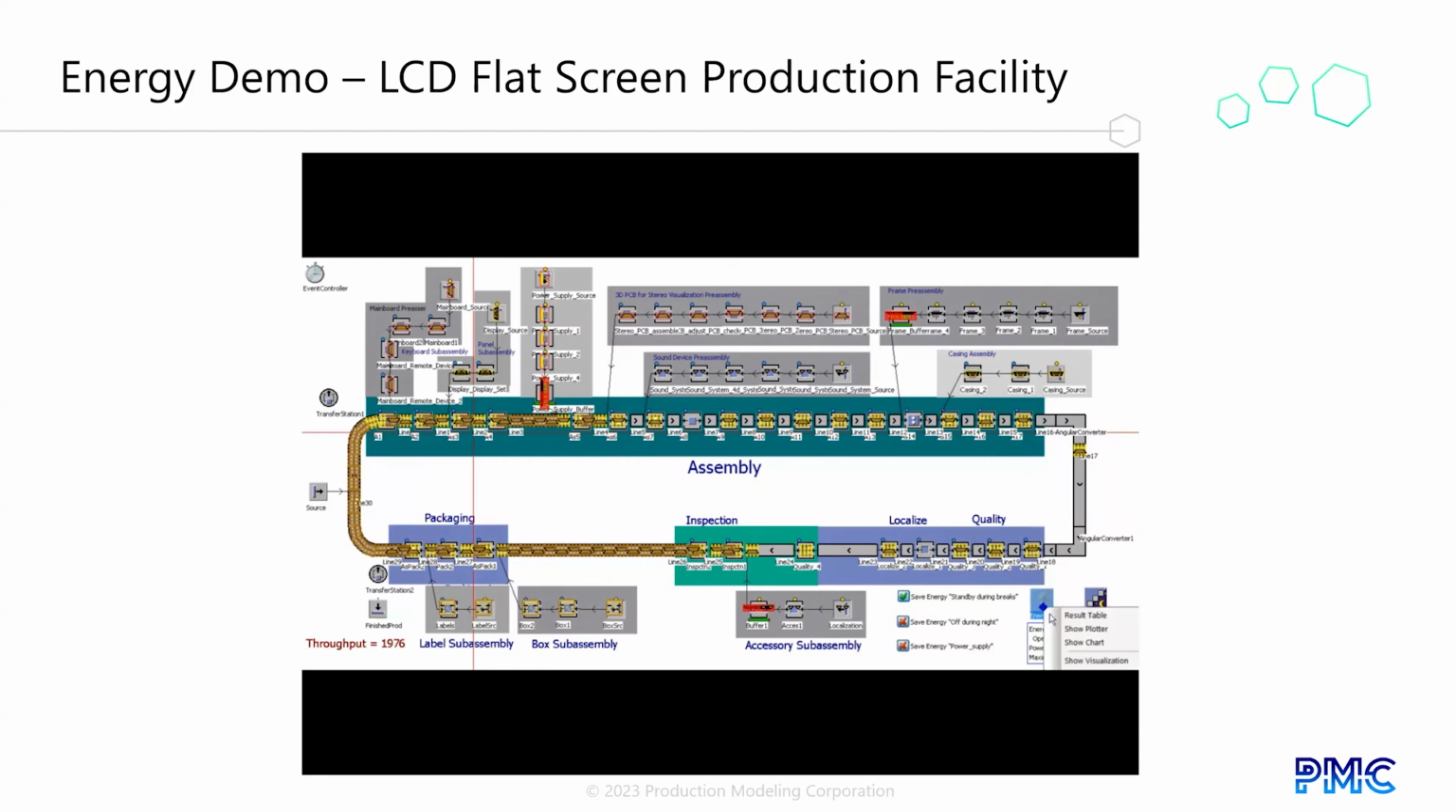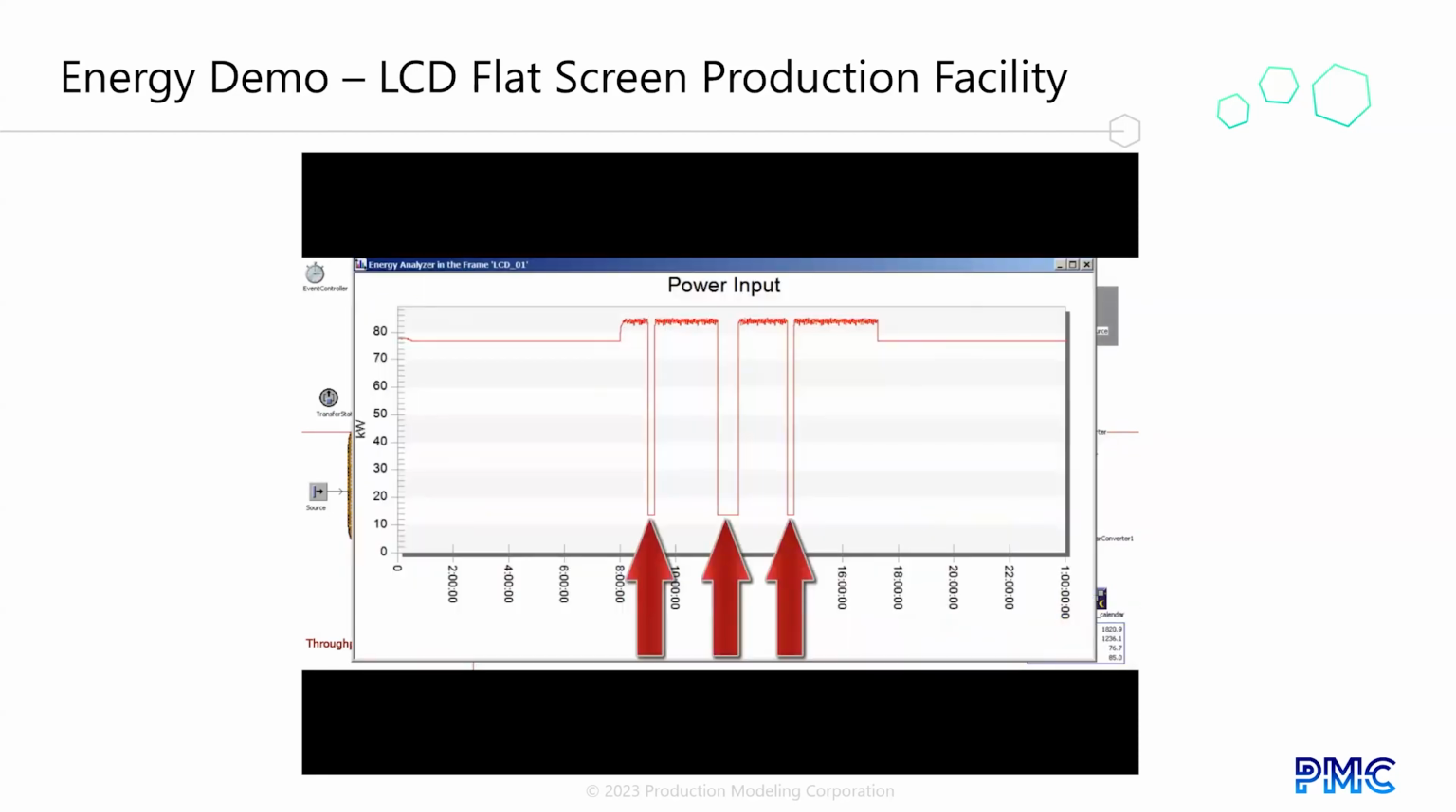Let's take another look at the Energy Analyzer Show Plotter option. Instead of being in the operational state consuming about 77 kilowatts during breaks, our equipment is now in standby state instead, consuming only about 14 kilowatts.